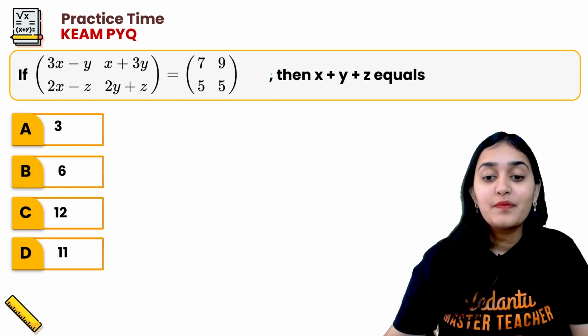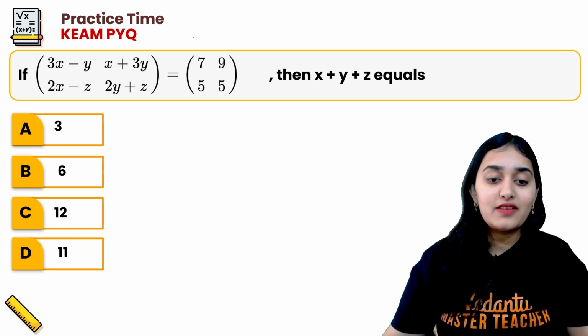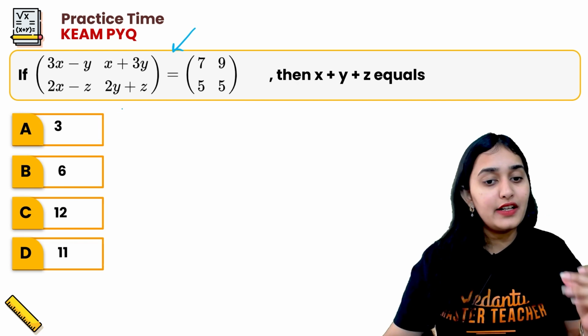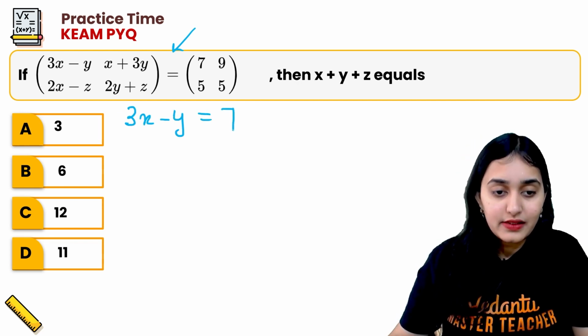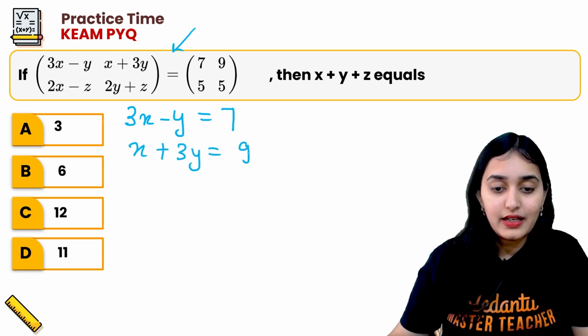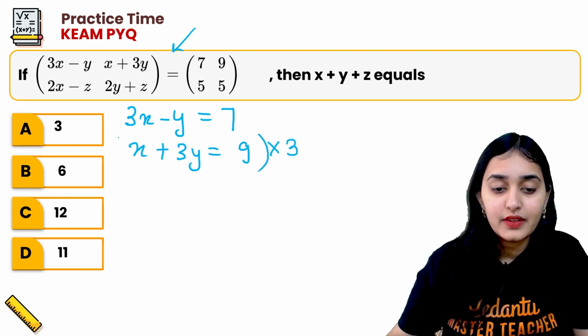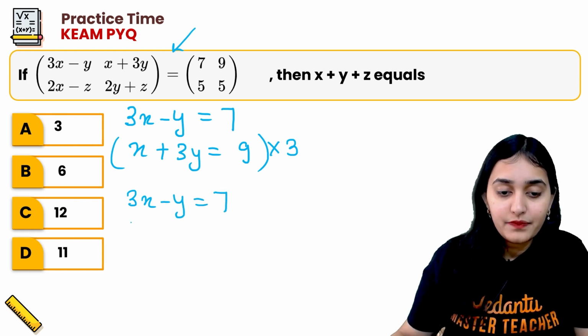Next question. See, I told you, equality of matrix is asked every year in the question paper. This type of question is asked every year. Let's solve it quickly. 3x minus y is equal to 7. x plus 3y is equal to 9. Again, same method for solving it, multiply it by 3. So you will get 3x minus y is equal to 7 and 3x plus 9y is equal to 27.